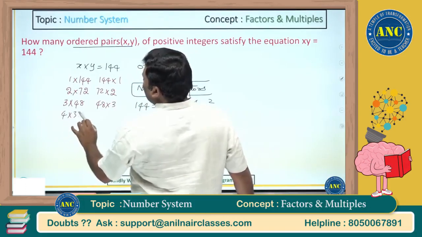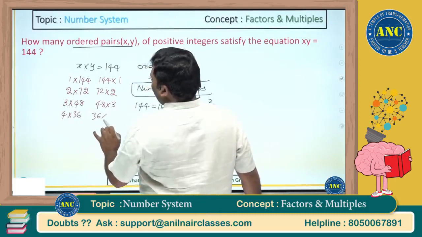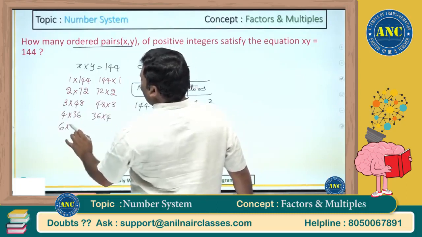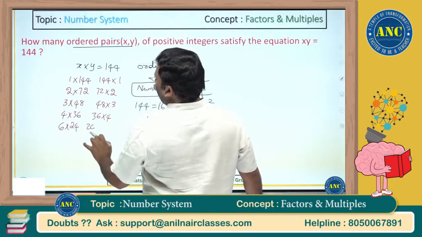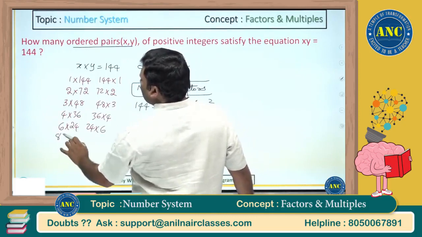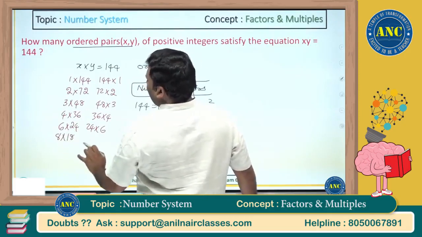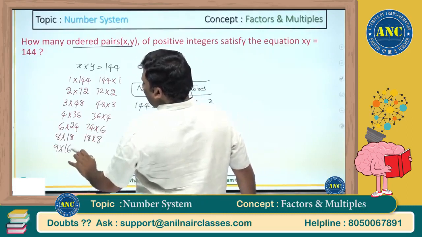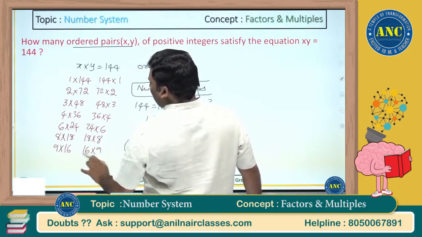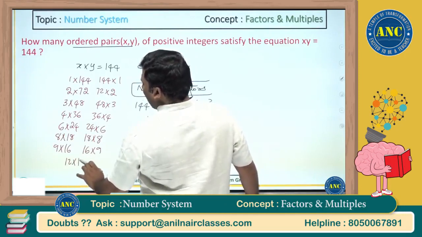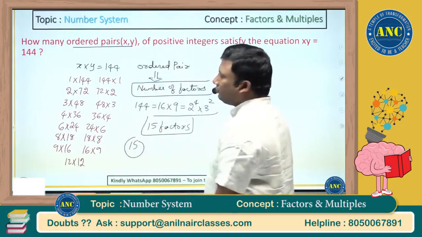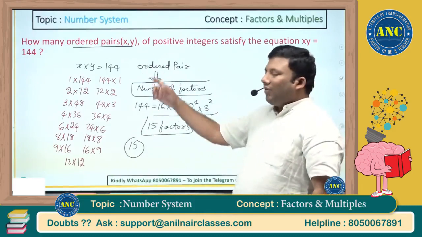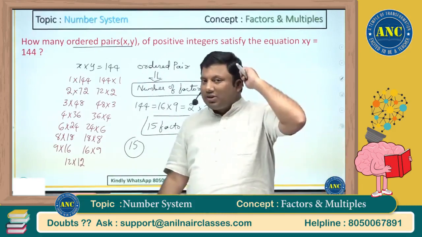3 into 48, reverse is 48 into 3. 4 into 36, 36 into 4. 6 into 24, 24 into 6. 8 into 18, reverse is 18 into 8. 9 into 16, reverse is 16 into 9. 12 into 12. 144 is a perfect square.